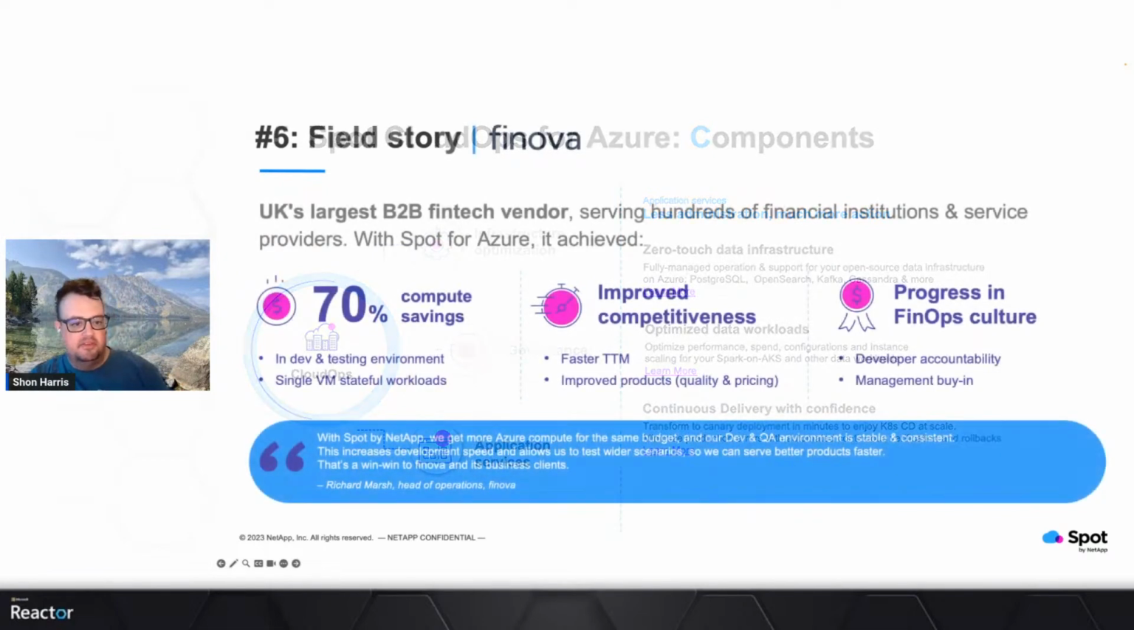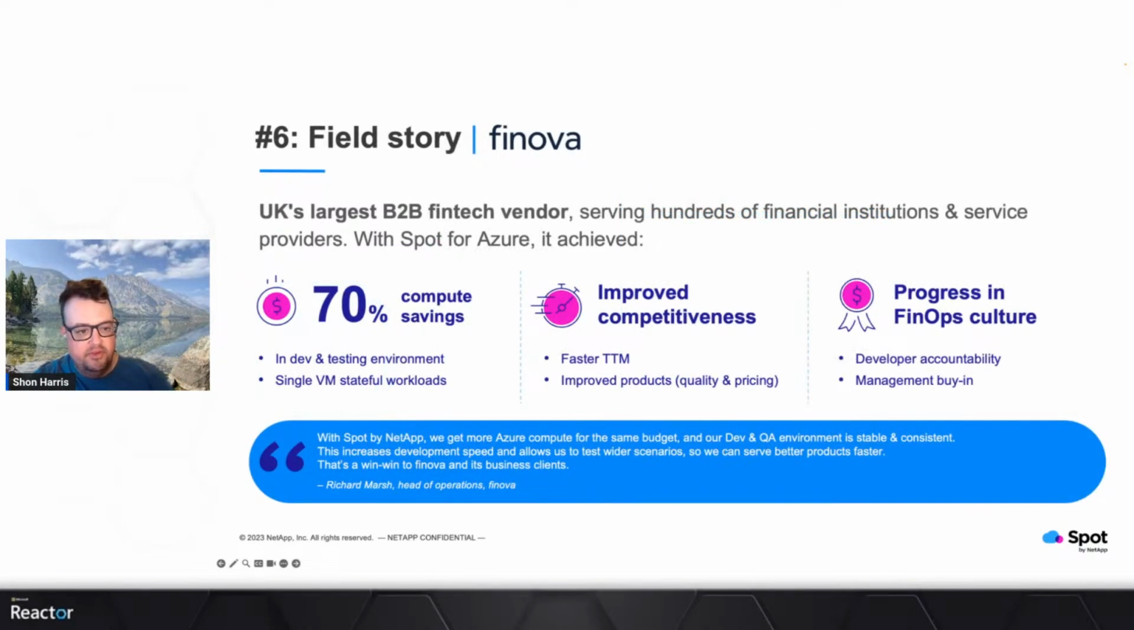We talked about business cases. Finova is the UK's largest business-to-business fintech vendor. They work with hundreds of financial institutions, and we were able to find 70% compute savings in their Azure environment, across their dev and test environments and their single virtual machine stateful workloads. That's important to remember: there are a lot of workloads that are just single VMs just sitting out there chugging along.